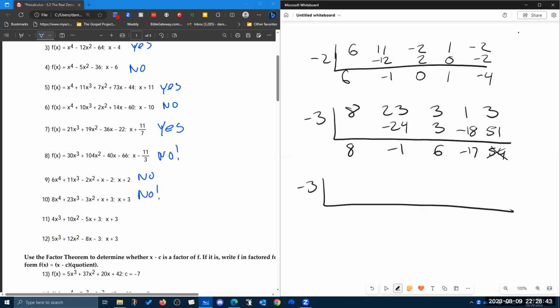-3, 4, 10, -5, 3. It's a -12. Adds to give me -2. Multiply to give me 6. Add to give me 1. Multiply to give me -3. There's a 0. Yes.